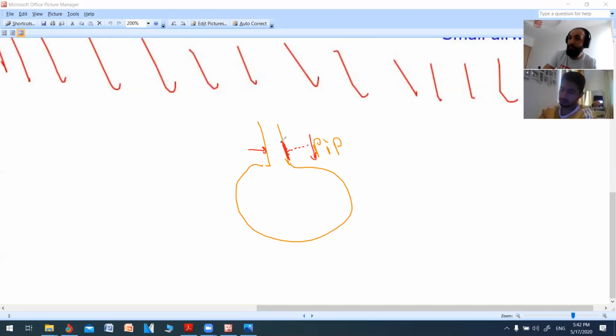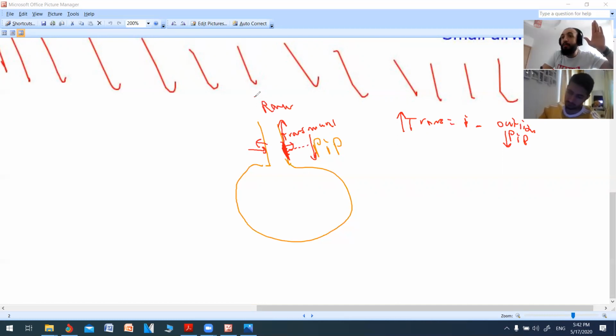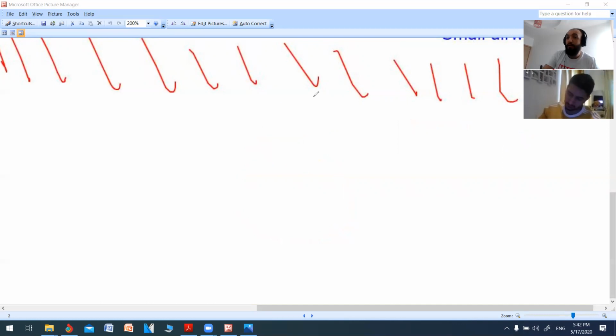So the transmural pressure of the airways will increase, because transmural equals inside minus outside. And what is outside? Always the PIP. If the PIP is decreased, the transmural pressure will increase. So the volume of the airways will also increase, so the resistance in the airways will decrease. Okay.